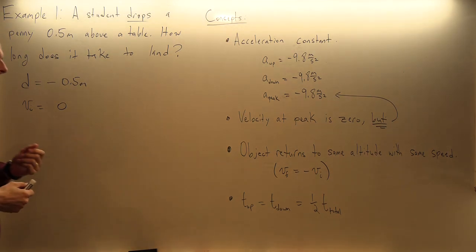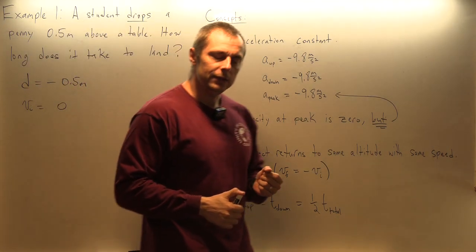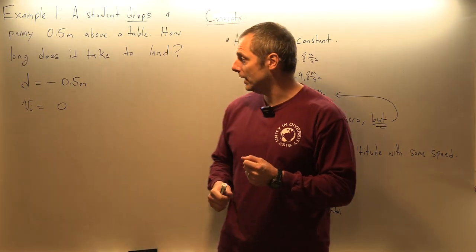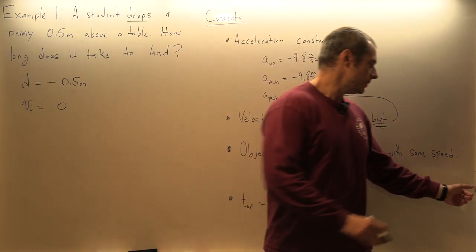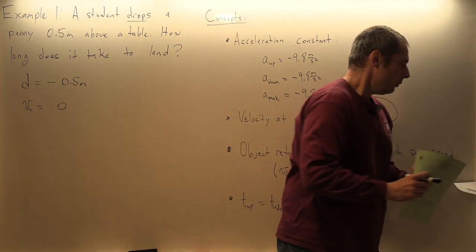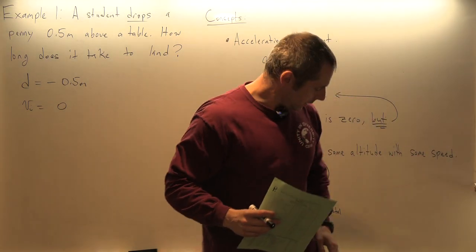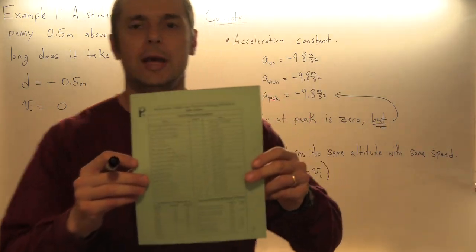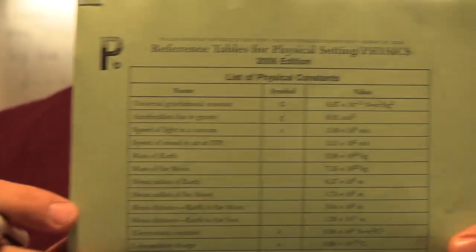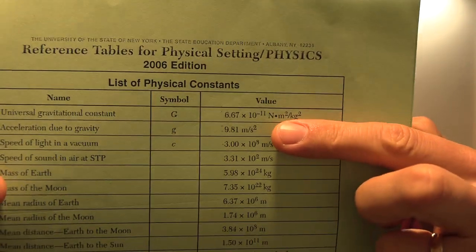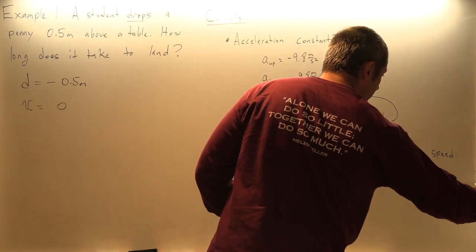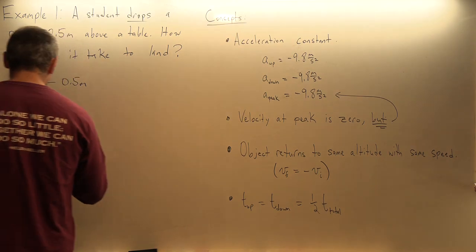So the other thing is we're dropping a penny. We're assuming air resistance is negligible. The problem didn't tell us. We need to know acceleration's negative 9.8. Well, you don't have to remember the number 9.8. Remember that on the front cover of the reference table, you see g equals 9.81. So you don't have to remember the number, but you have to know that it's on the reference table.